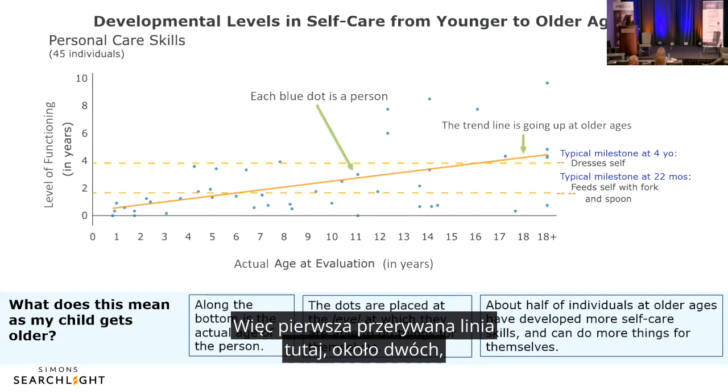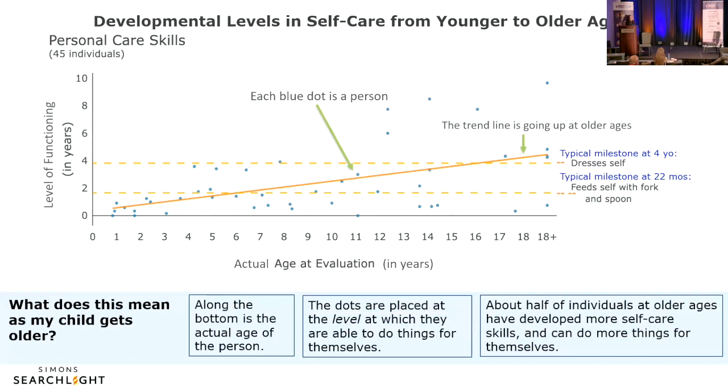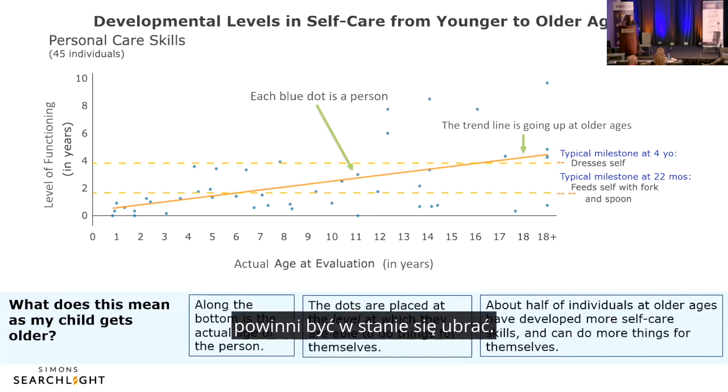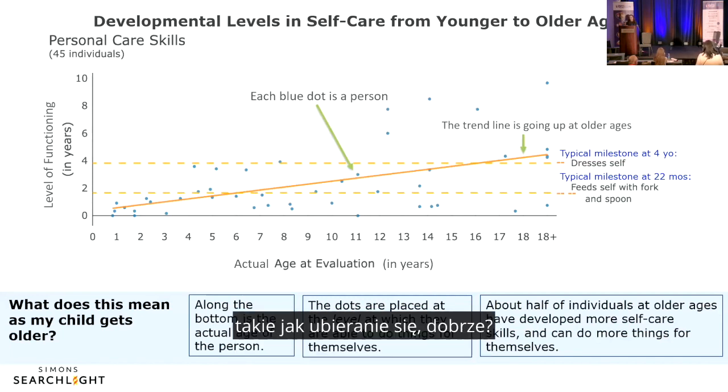So the first dotted line down here around 2 is a typical milestone that we would see, that somebody can feed themselves, not nicely, but they can feed themselves with a fork and a spoon, right? And then at 4 years of age, we think that child should be able to kind of dress themselves. What we're seeing here is that typically around 6 years old, if we look at the group as a whole, they're able to kind of feed themselves. Up here, typically around that 16, 17-year-old, we're starting to see skills that are higher, such as dressing themselves, okay?